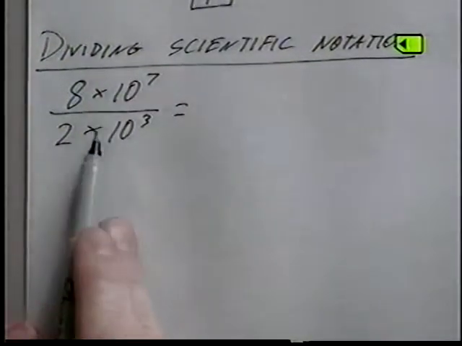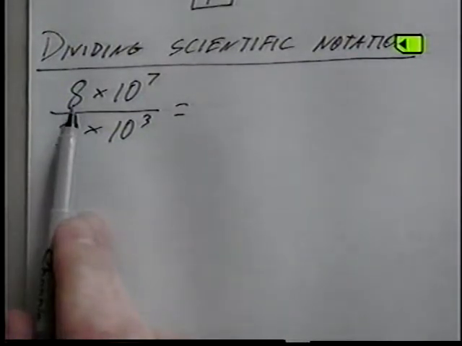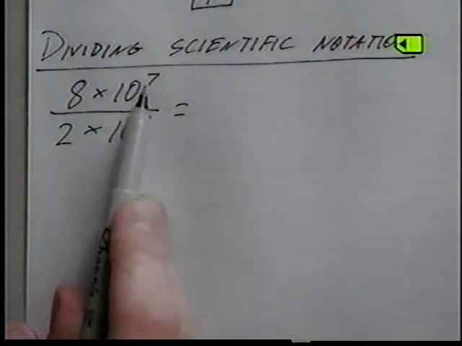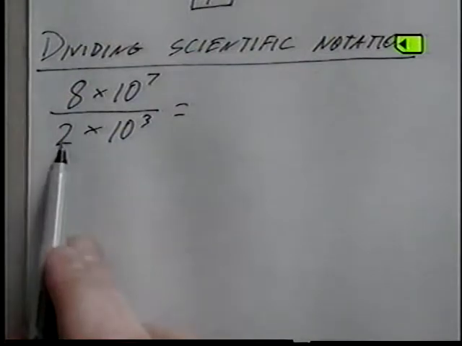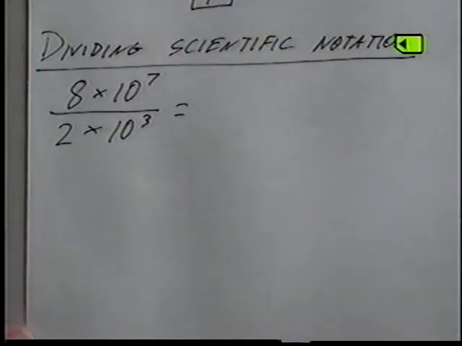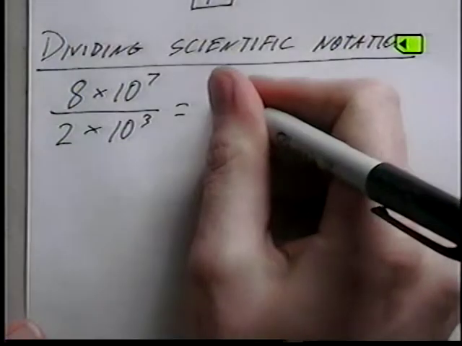You have two numbers in scientific notation. Again, scientific notation is a number less than 10 times 10 to some exponent. When you divide two scientific notation numbers, you can divide the numbers and combine the exponents. For example, 8 divided by 2 is 4.